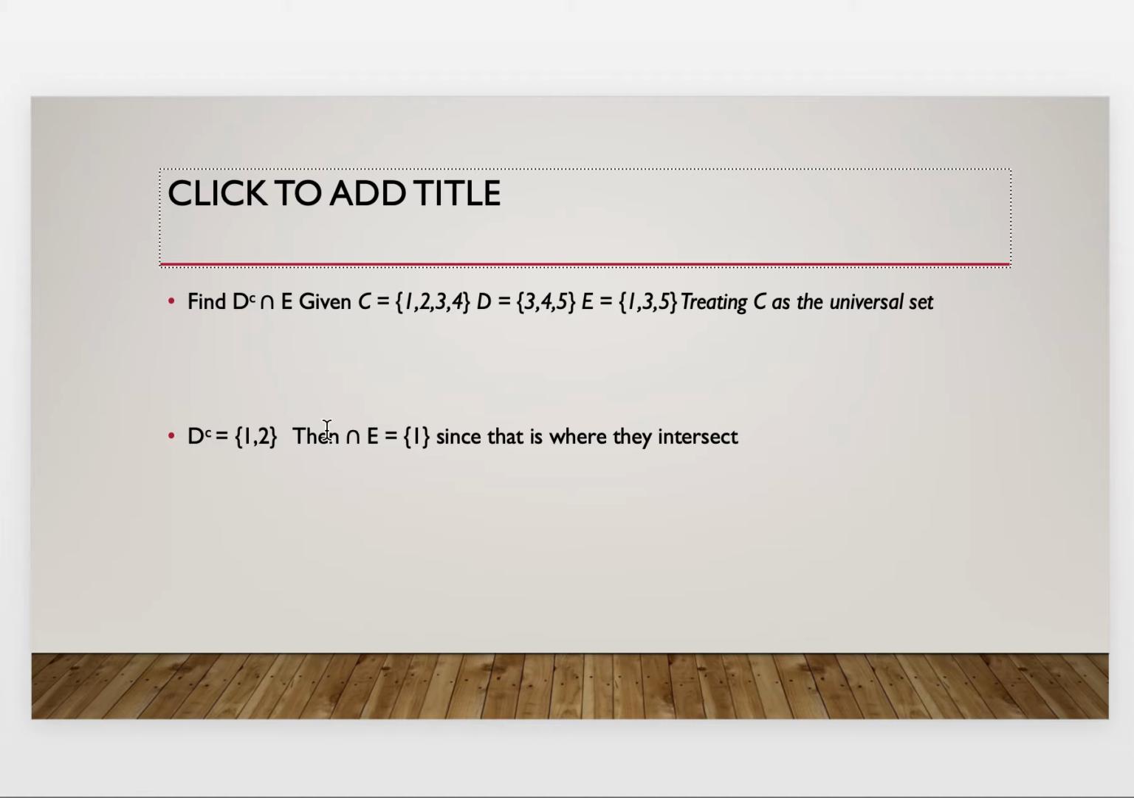Once I have that, then I want to find where does this subset intersect E. And remember, intersect means what they have in common. So I have a 1 and a 2, and E has 1, 3, and 5. The only thing they have in common is the number 1. So the answer to the full question here, the multi-step question, is just going to be 1.